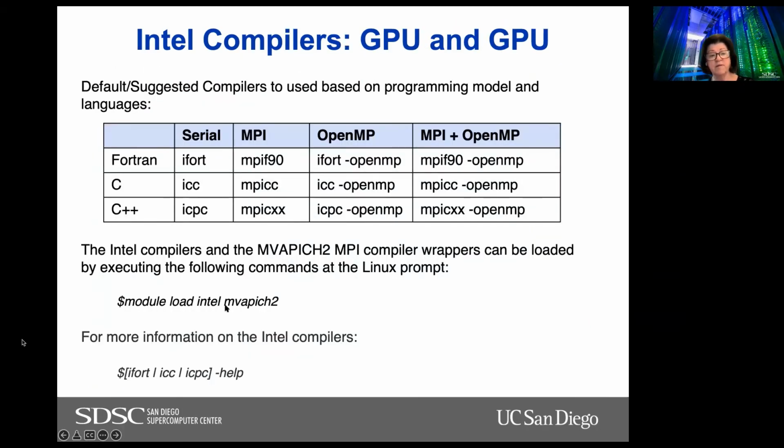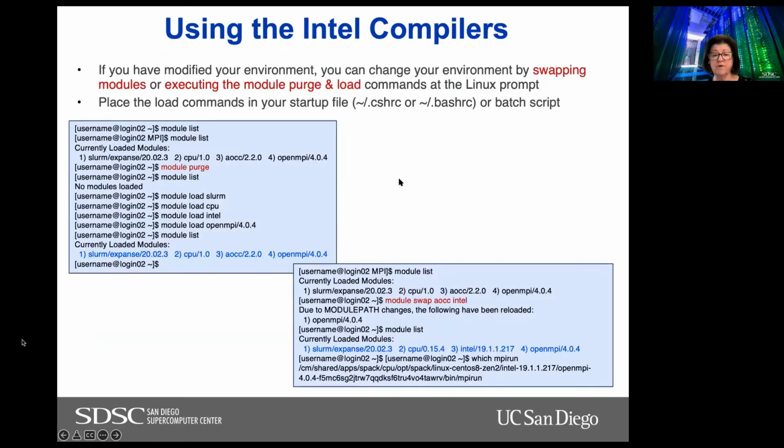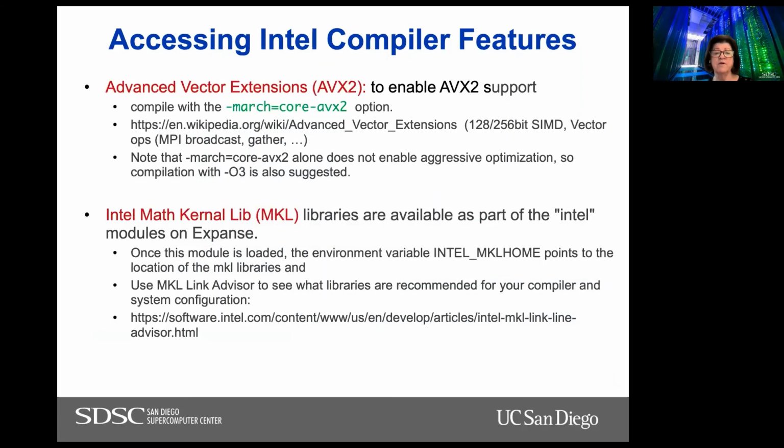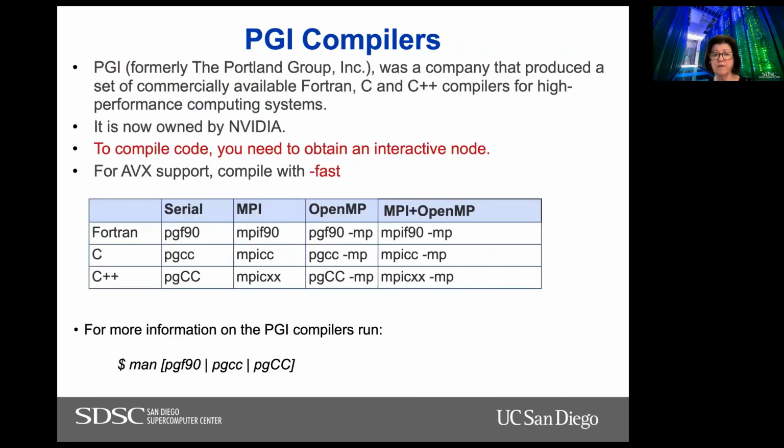There are Intel compilers, and here are the commands for that. I'm going to skip through there. There are examples here for you to refer to. There is the Intel Math Kernel Library, which is excellent if you can work with it. And we do have an example for some basic matrix multiplication, and another example for accessing the Intel Math Kernel libraries.